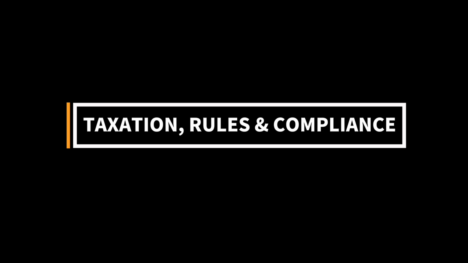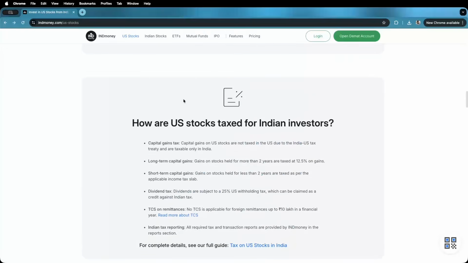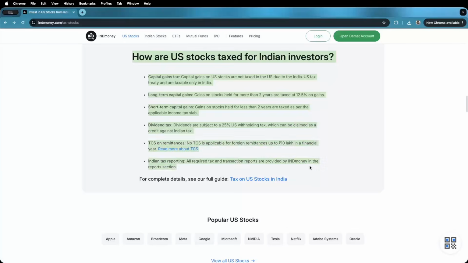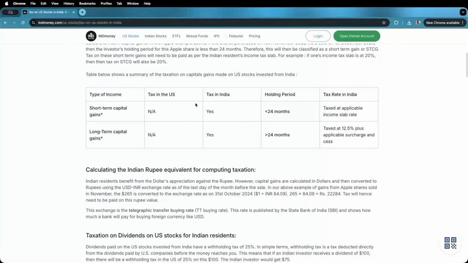So this table should help you to understand which is cheaper for you. Okay, and the last thing which I want to talk about is compliance rules and taxation. I'll try to keep it simple. Of course, you can go through this on any website, even on the broker's website. Even if you go to INDmoney or IB broker, you will find these details.